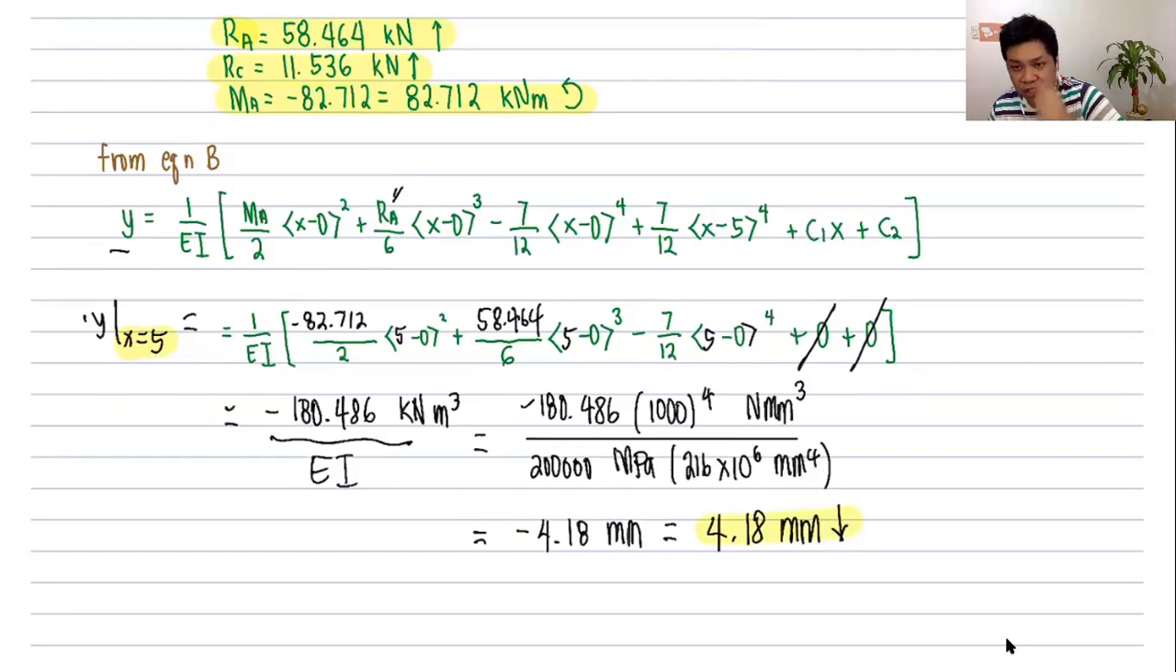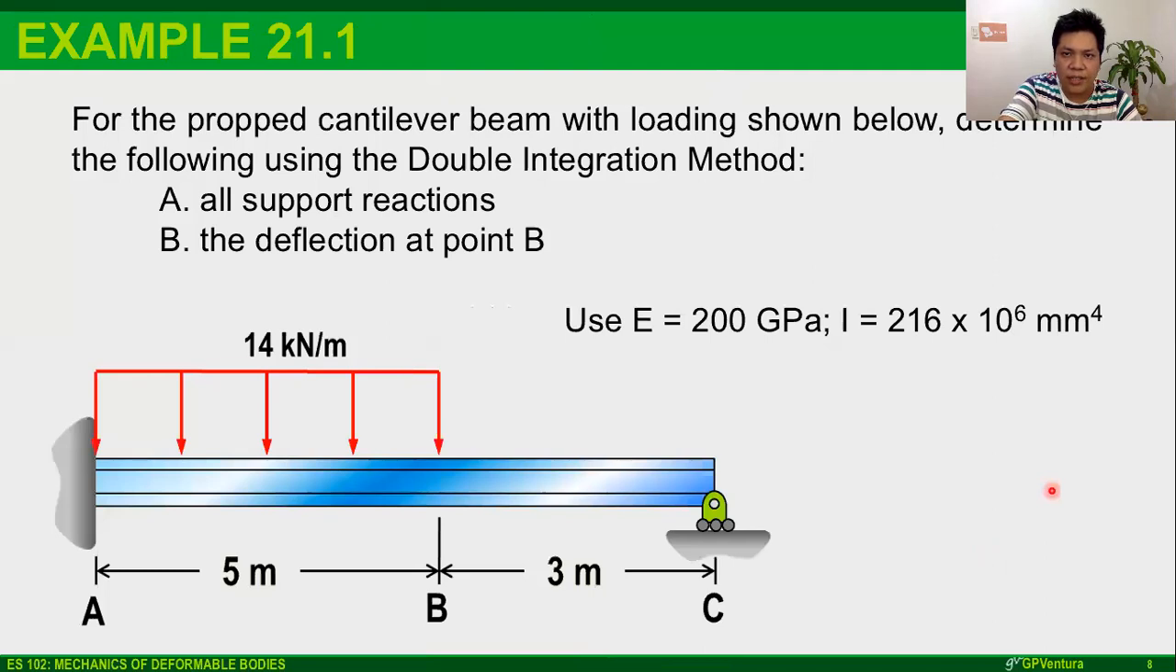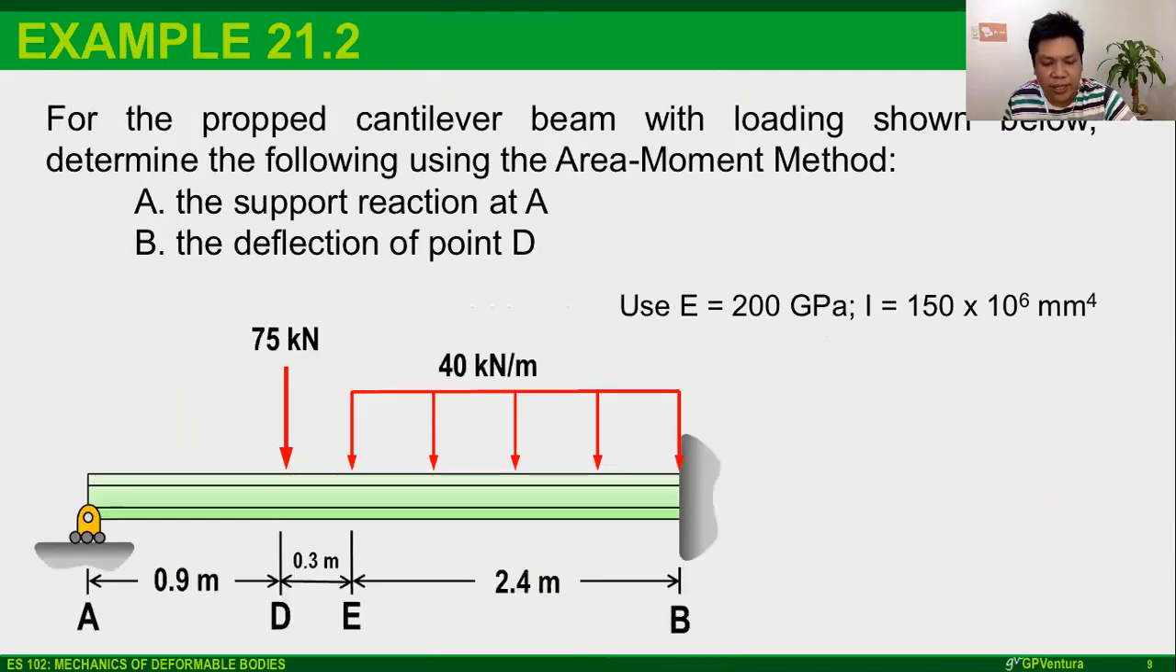Are there any questions? I hope you were able to understand. Before we proceed to the next example, kindly absorb the problem and double check if my answers are correct, if my numerical computations are correct. Now, let's go to our next example. Example 21.2 is a statically indeterminate problem. However, you are being asked to solve it using the area moment method. This video lecture will concentrate on the double integration method first, so you can try and solve this at home.